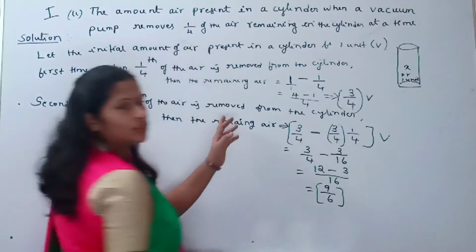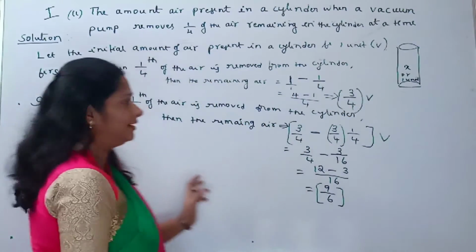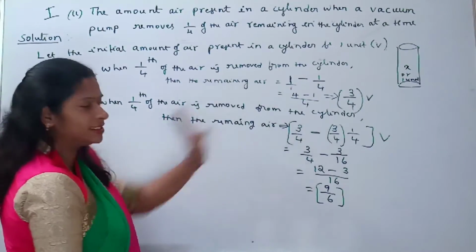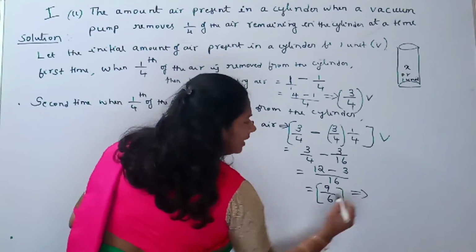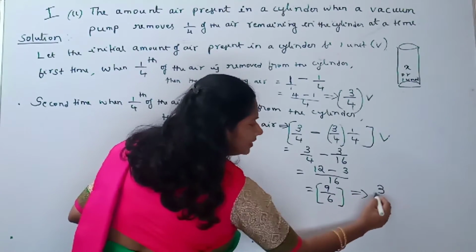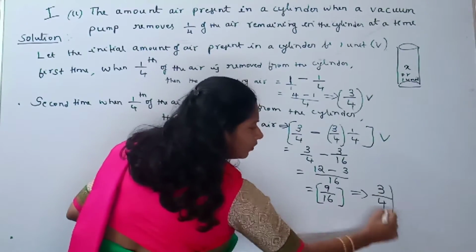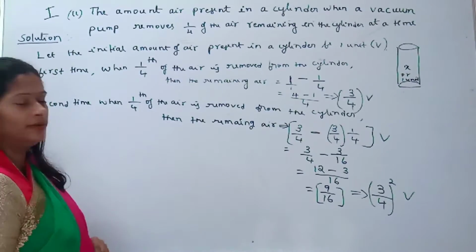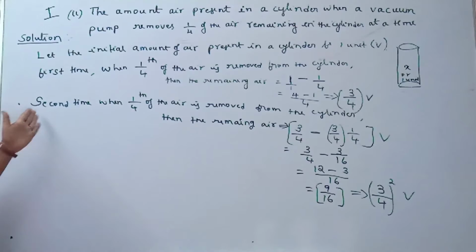What is the amount of air present in the cylinder when the second time 1/4 of the air is removed from the cylinder? Now it is 9/16. So I can write it as 3 squared over 4 squared, that is 9 as 3 squared and 16 as 4 squared. This much is the unit. Is it clear? Now similarly you can take a third time.